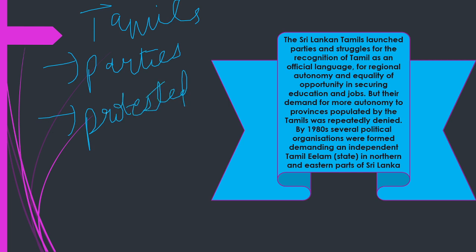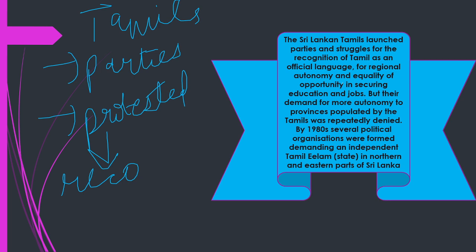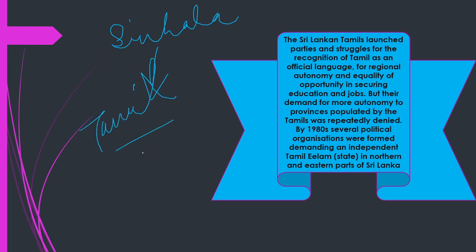Okay, they protested for recognition of Tamil as their language. Okay, for recognition of Tamil as an official language along with Sinhala, because you know that Sinhala was already there as their official language. They wanted that Tamil should also get the same recognition, as well as for regional autonomy and equality of opportunity in securing education and jobs, for maintaining the equality of a country.